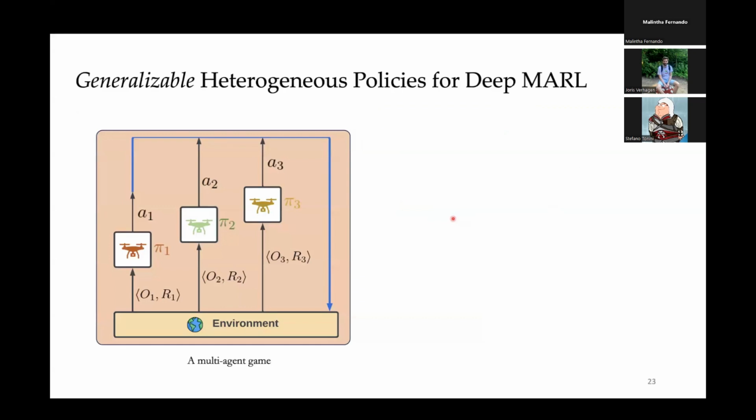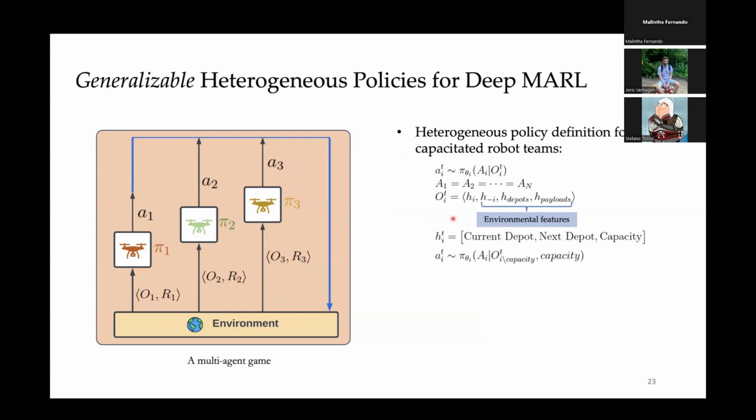So let's consider this multi-agent game problem. Everybody makes these actions simultaneously. We have a set of 3 robots, and they have 3 policies, pi1, pi2, pi3. Each one of them receives an observation from the environment and a reward signal. Then they use their policies to choose an action. So what we would like to do is to come up with a policy that can generalize to different levels of capacities. How did we do that?